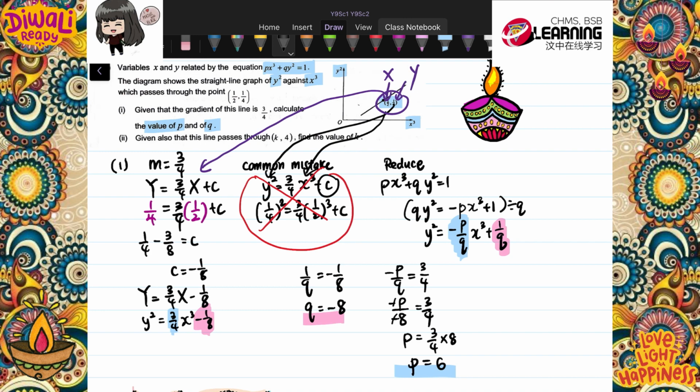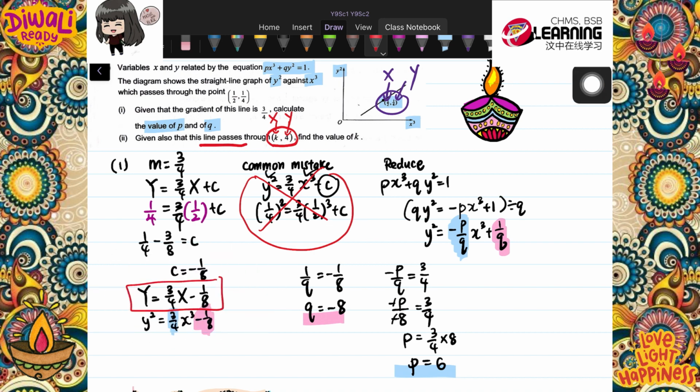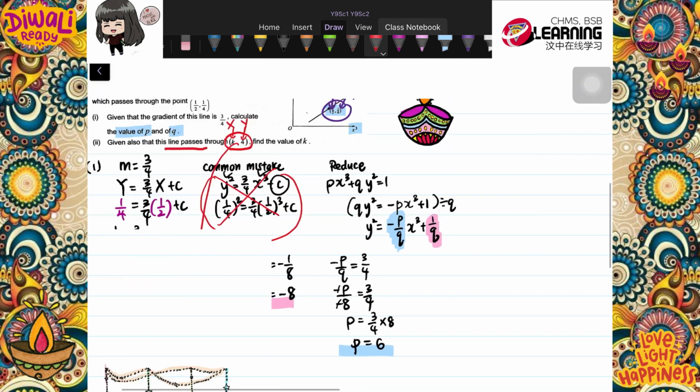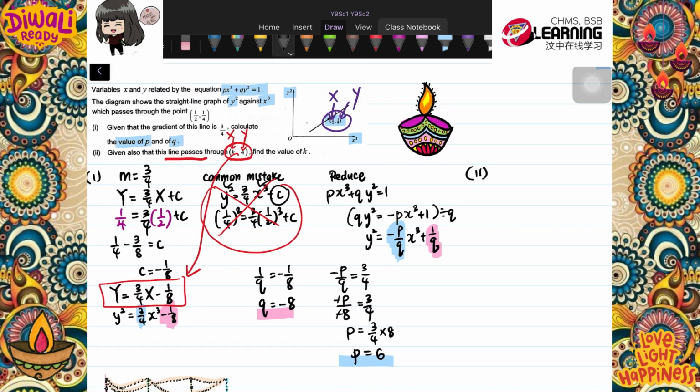Now my part 2. What's my part 2 question? Here a bit messy. Given also that this line passes through K, 4. Remember this K and 4 is not small x, small y, it's big X, big Y. Where do you sub in? The easiest way is to sub into the equation here. So for part 2, I sub into big Y equals 3 over 4 big X minus 1 over 8. My 4 is my big Y, K is my big X.